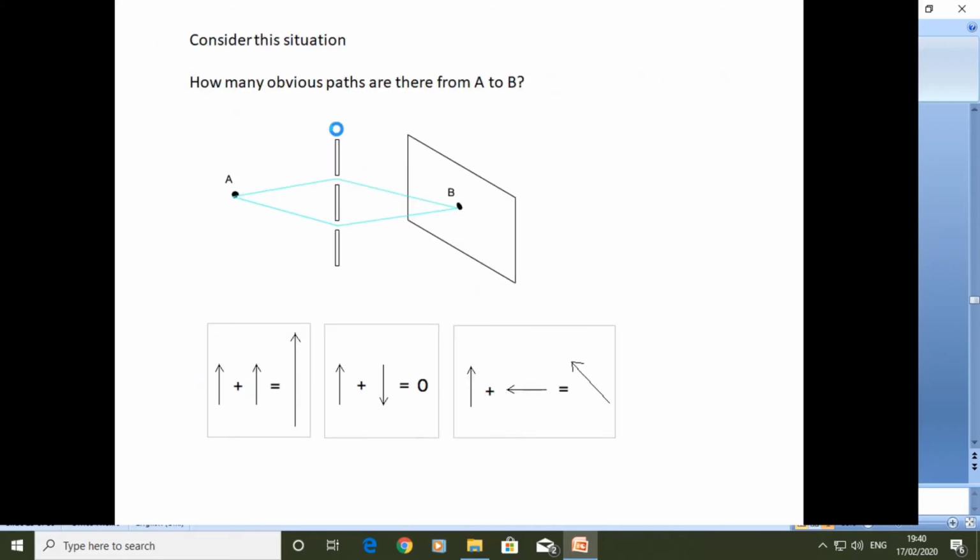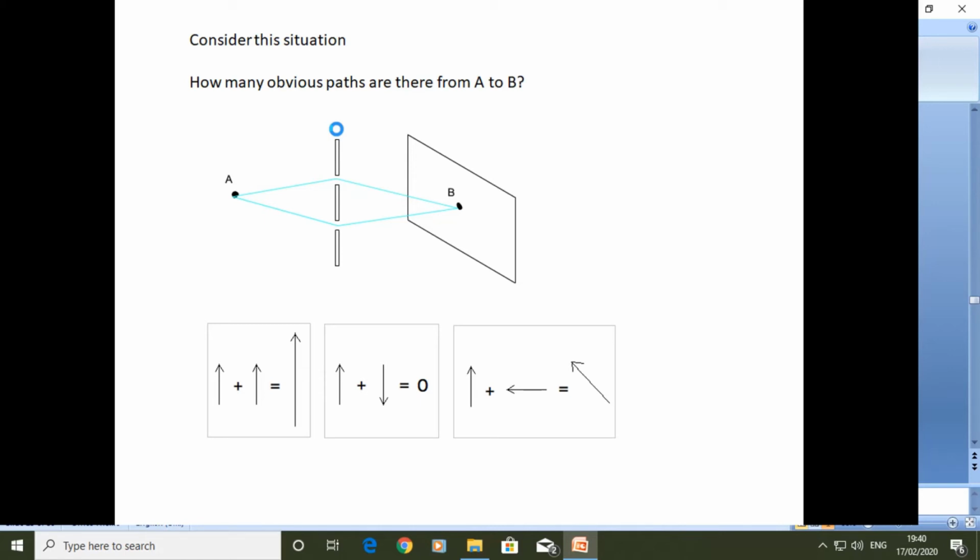Looking at this situation here where we have a double slit, how many obvious paths are there from A to B? And the answer is 2, through one slit and through the other slit. Now, the diagrams below represent how the two phasors might end up. They might end up pointing in the same direction, in which case the resultant would be big.